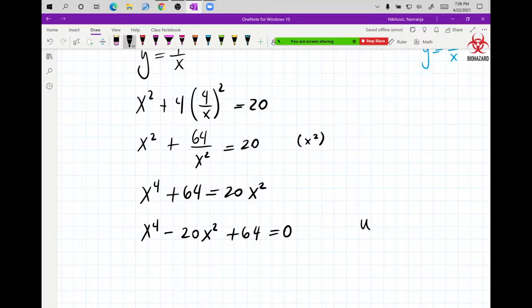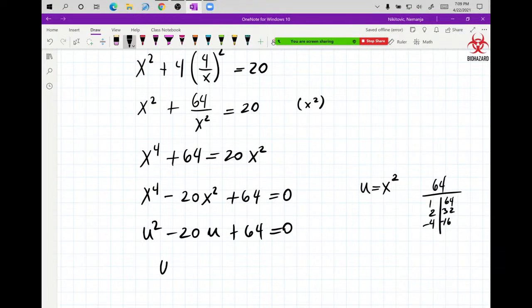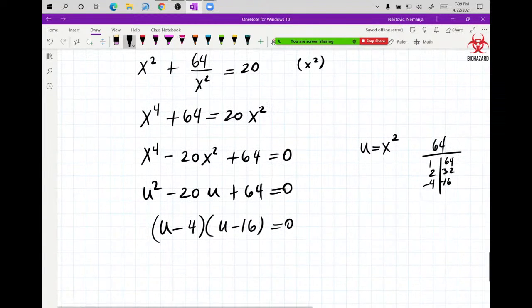So the substitution over here: u equals x squared. Now this is intermediate algebra to solve. u squared minus 20u plus 64 equals 0. Factors of 64 that would add into 20: we have 1 and 64, 2 and 32, 3 doesn't work, 4 and 16, there we go, negative 4, negative 16. So (u minus 4)(u minus 16). But remember, u is x squared, right? So x squared equals 4 and x squared equals 16.